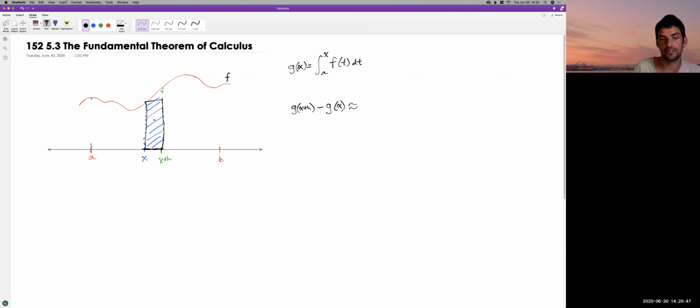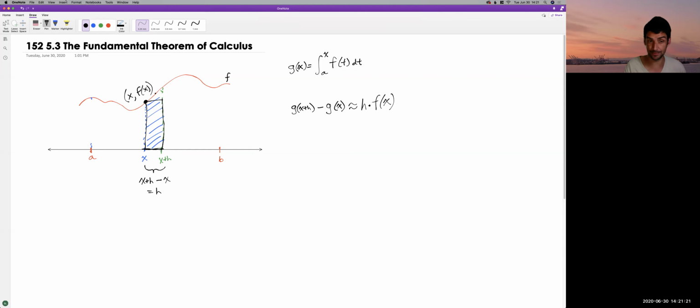What's the area of this rectangle? Well, what's the width of this rectangle? I just take the difference between these two x values, x plus h minus x, gives me a width of h. And I multiply that by the height. What's the height? Well, this point right here is x, f of x. That's the height. Okay. So these two things are approximately equal, right? This is my approximating rectangle. If h is small enough, these are going to be very close, right? You can imagine as I get closer in here, this approximation gets better.